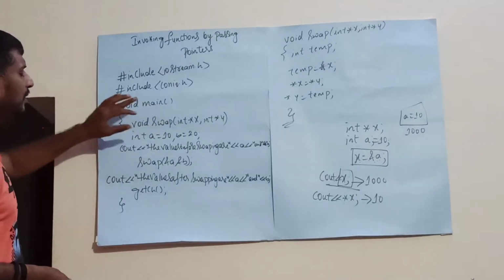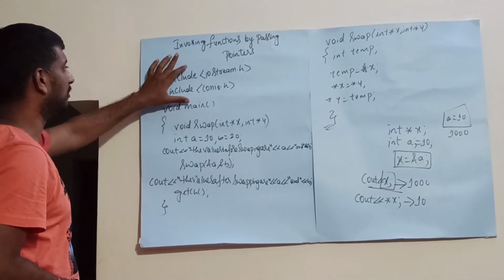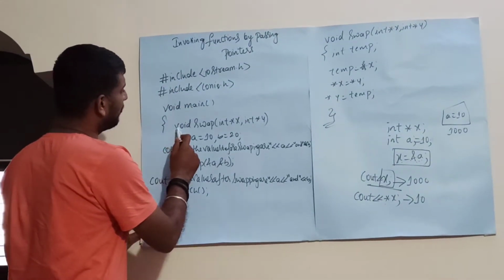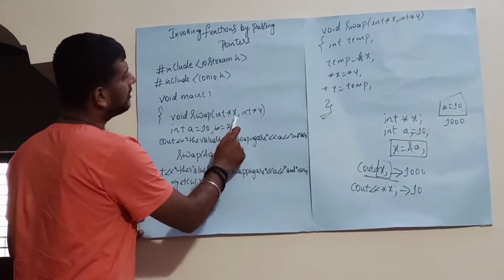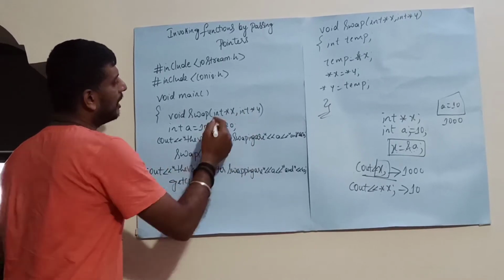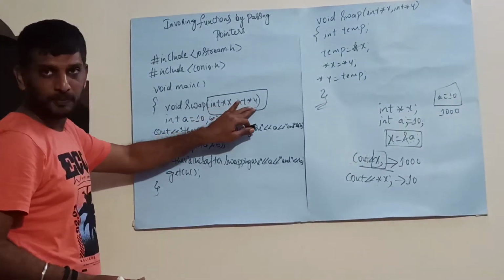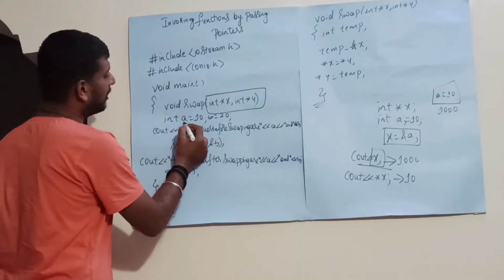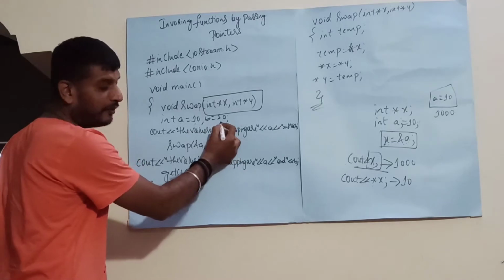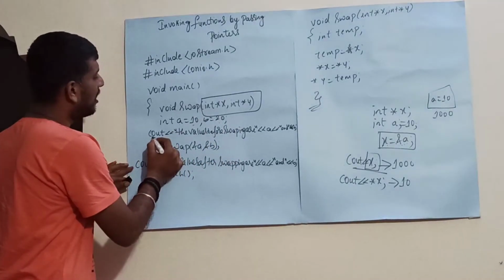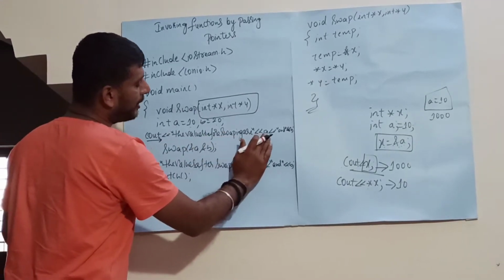Now here I am writing a program which invokes the function by making use of the pointers. This is the function prototype: void swap of int star x and int star y. In this function I am passing two arguments which are of kind pointers, and I have declared two variables of kind integer, a and b. The value of a is 10 and the value of b is 20.